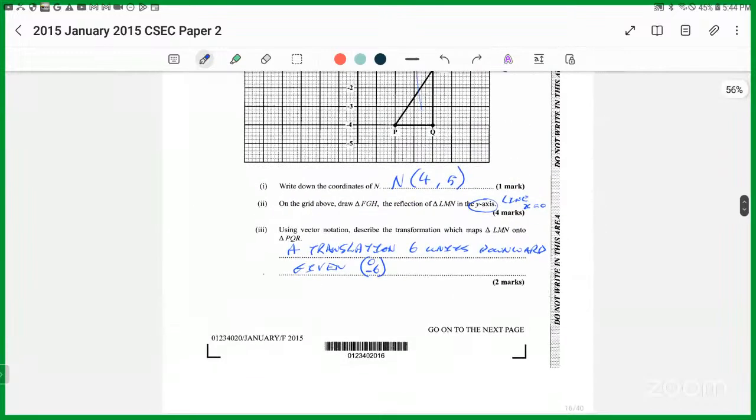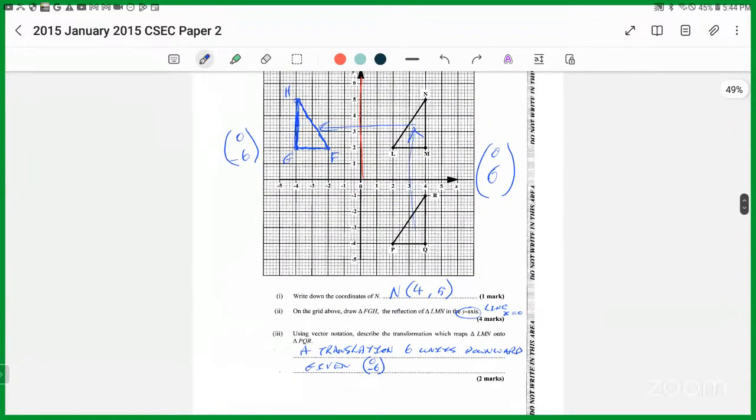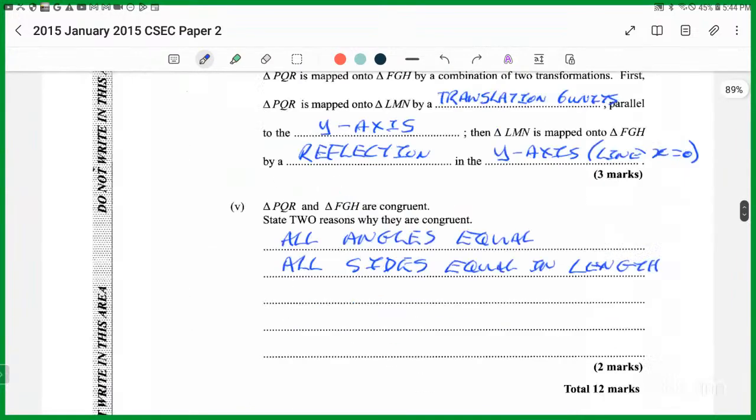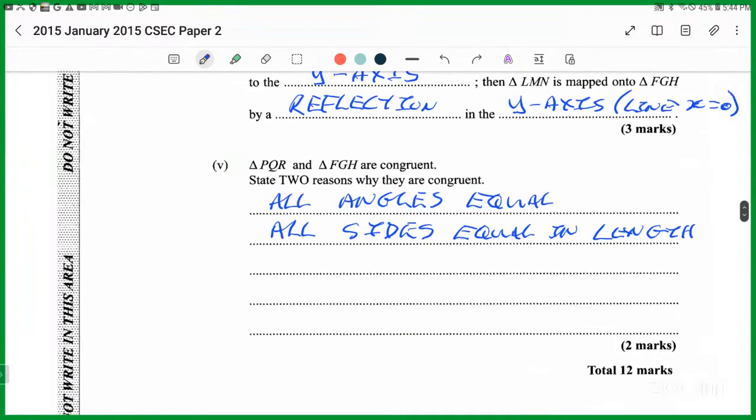Sir, can you repeat the reasons for the congruent question? When two shapes are congruent, it means that they have everything equal. The angles inside are equal, the lengths of the sides are equal, the area equal, the perimeter equal. They're just identical in every way. That's what the word congruent means. This is the textbook definition of congruent: all sides equal, angles equal.